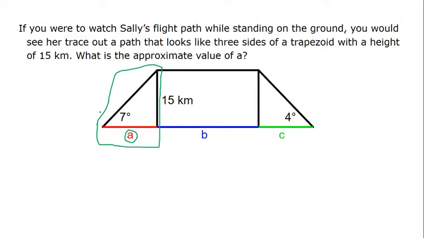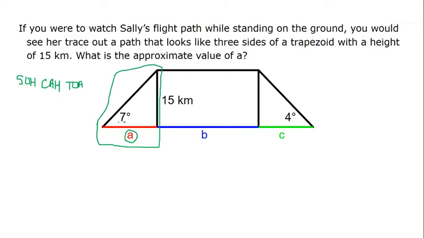So we need to figure out whether we need to use sine, cosine, or tangent. SOHCAHTOA is one thing that will help you figure that out. It lets you know, based on the sides that you have, which one to use. So how SOHCAHTOA works is: sine is opposite over hypotenuse, cosine is adjacent over hypotenuse, and tangent is opposite over adjacent.